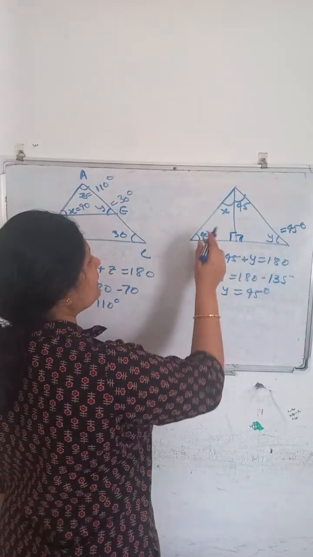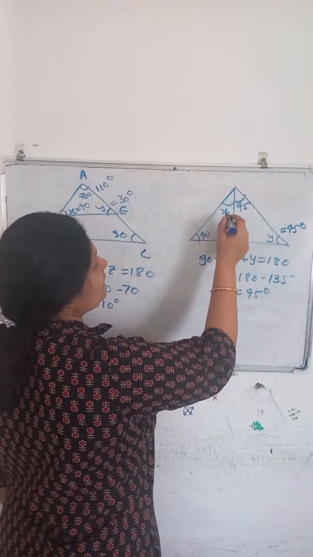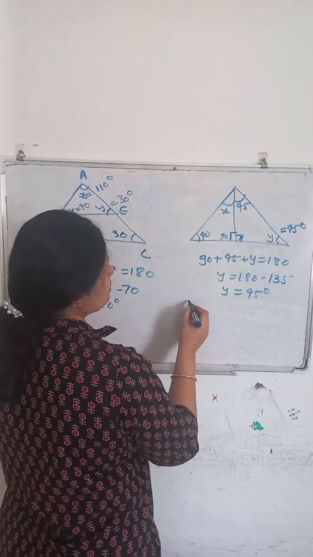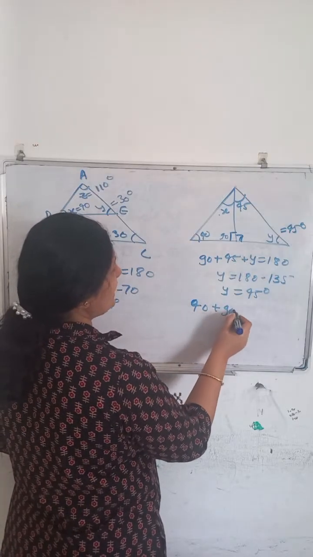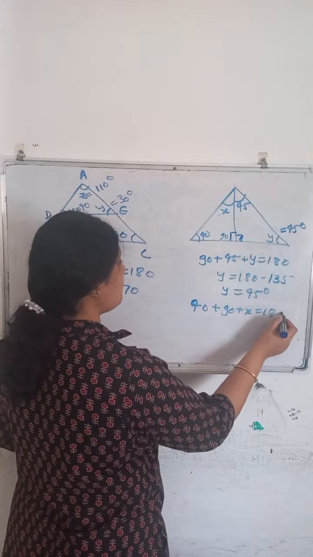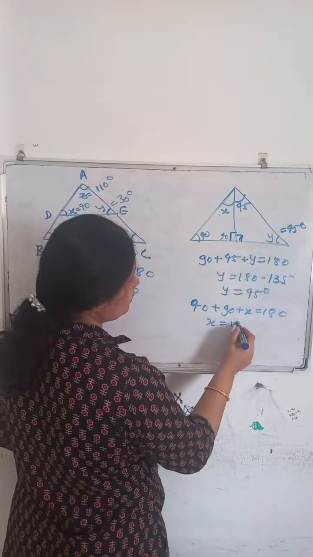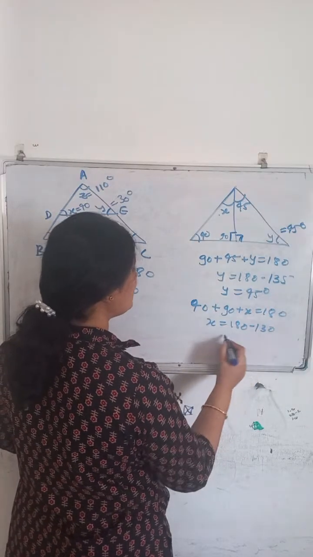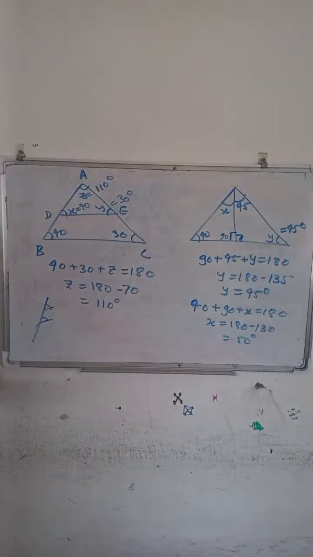Now here this angle is 40. This is 90. This is 40, and this is x, which I have to find out. If we take another triangle, 40 plus 90 plus x is equal to 180. Then 40 plus 90 is 130. X is equal to 180 minus 130, that is equal to 50 degrees. So like this we have to find the unknown angles from the figure. Can you get how to solve this?